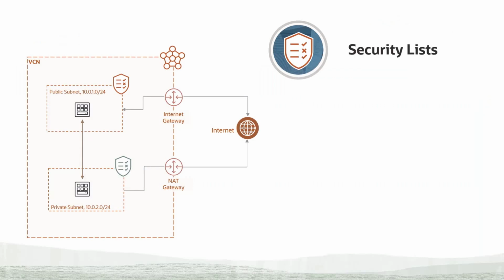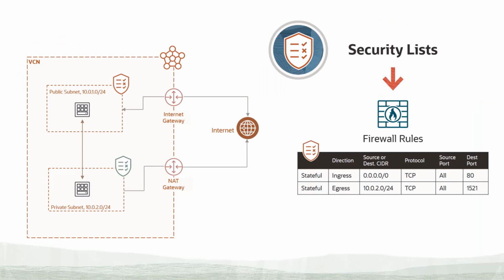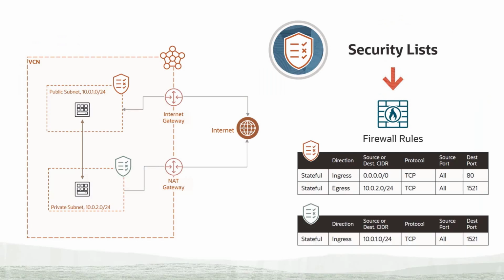As we discussed, firewall rules are associated with a subnet and applied to all instances inside the subnet. Here you see there are 2 security lists. The first one is attached to a public subnet, and the second one is attached to a private subnet. So in the first security list, you can see that there are 2 rules that are defined. The first rule basically allows port 80 from internet. The second rule is an egress rule that allows traffic to the private subnet over port 1521.